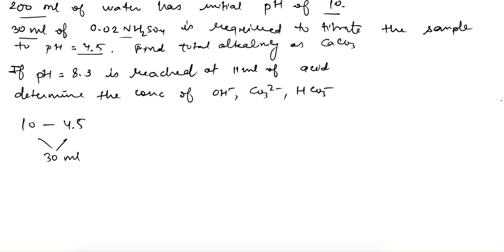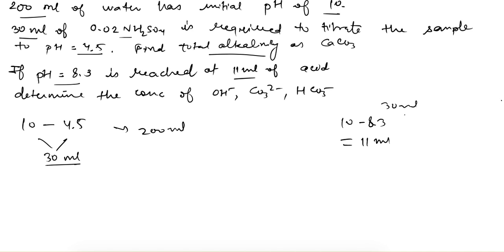30 ml, and the sample volume is 200 ml, that is 200 ml of water. We have to find the total alkalinity, and further it is given that the pH of 8.3 is reached at 11 ml, that is, out of the 30 ml, 11 ml is used between pH 10 and 8.3. So we have to find out the concentration of all these three.